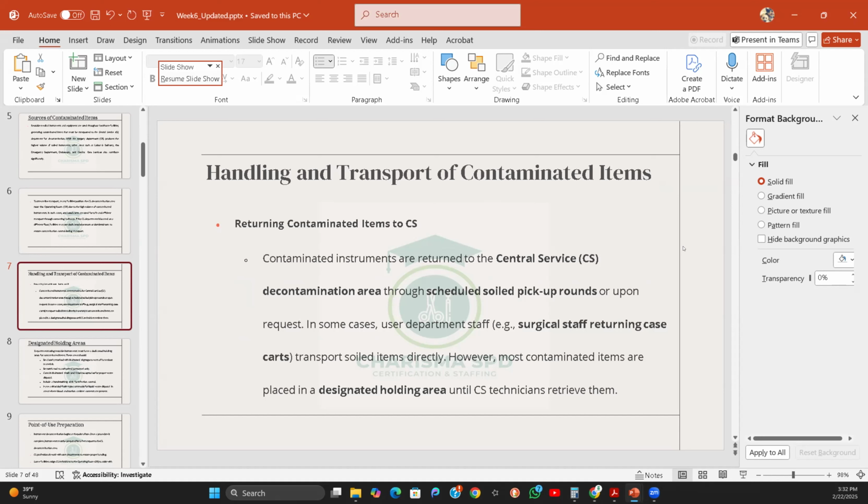Sources of contaminated instruments. Any question? Oh, the class is too quiet. It looks like I'm the only person talking. Are we there? Yes. Okay, beautiful. We have 26 people on the platform. So I just want to make sure that I'm not just talking into the air. I'm making sure that you are following. Okay, great. Glad to know that you guys are following.